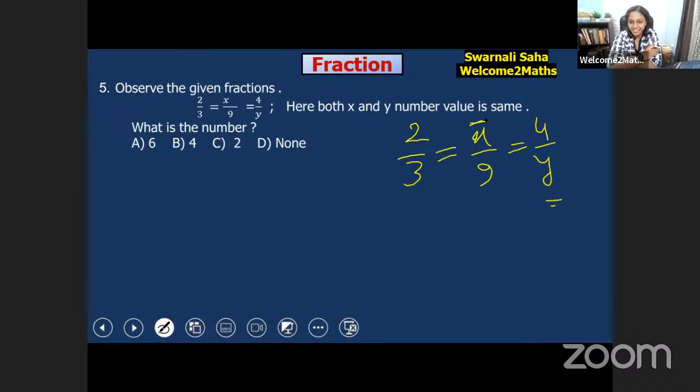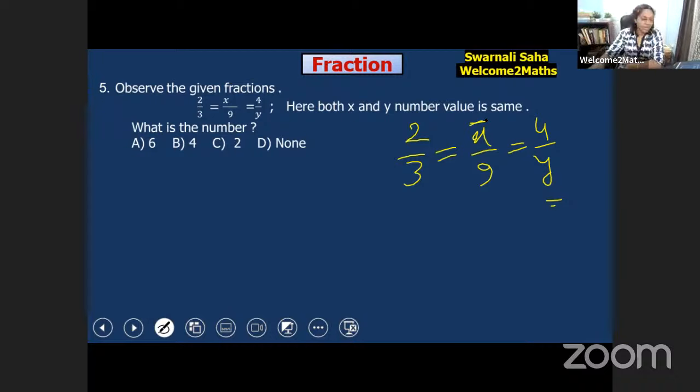Answer 6. Wow, good. Some people are saying C, 2 and some say 6. Okay, so let's see, is it A or C? Which would be the correct one?